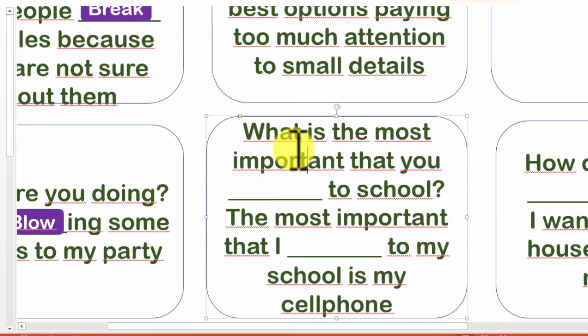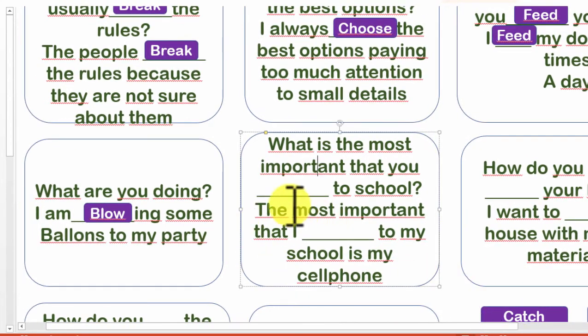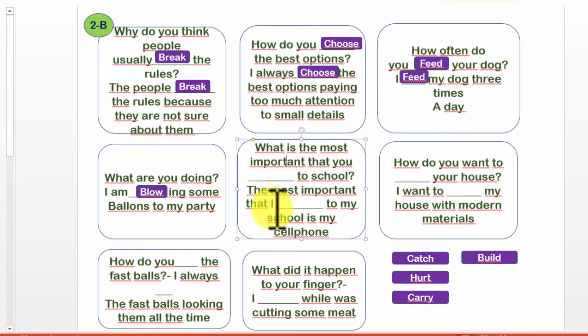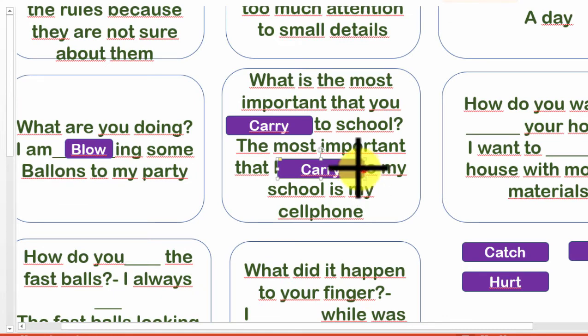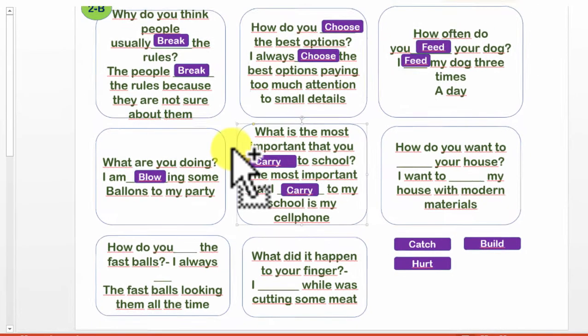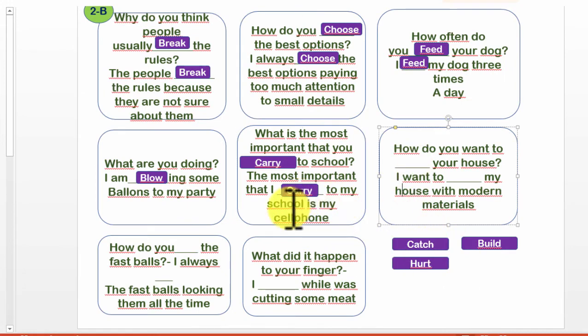What is the most important that you carry to school? The most important that I carry to my school is my cell phone. Entonces, ¿qué es lo más importante que llevas a tu colegio? Lo más importante que llevo a mi colegio es mi celular.